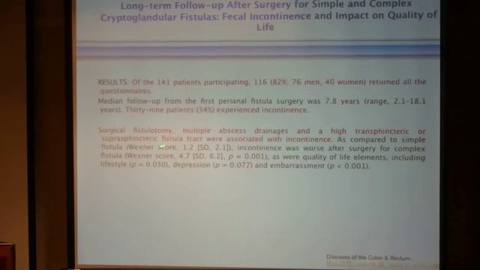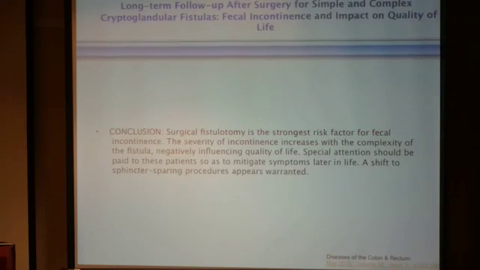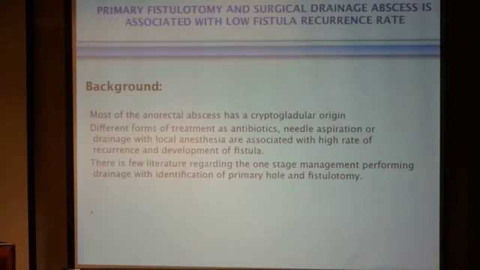The fecal incontinence was evaluated with the Wexner or Cleveland score, and the incontinence was worse after surgery for complex fistula. So we need to take care in patients with 2 or more fistula tracts or complex fistula. In conclusion of this study, the surgical fistulotomy is the strongest risk factor for fecal incontinence, and they recommend taking care of this type of patient and increasing the sphincter-sparing procedures using the seton, for example.